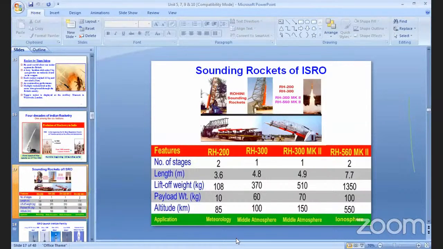Next is Aryabhatta. Here we used the launcher SL8, from Russia again. It was launched on 19th April 1975 from Kapustin Yar. The weight was around 360 kgs, and the perigee and apogee were 563 by 916 kilometers.